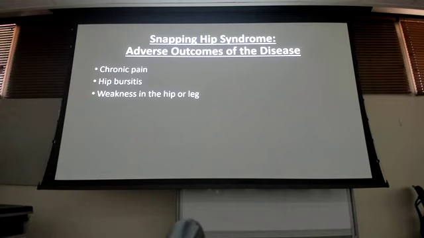So weakness in the hip or leg, well, we know about this, right? If they have iliopsoas weakness, they can have decreased function, correct? So if it's long-standing and or associated with a tendon tear, they could have potential weakness. Make sense? And again, this is muscular weakness, strength, not neurologic.